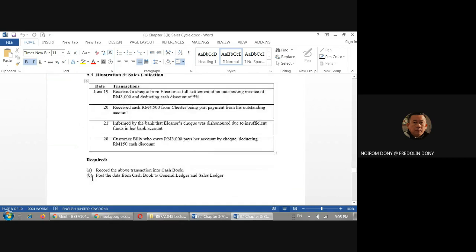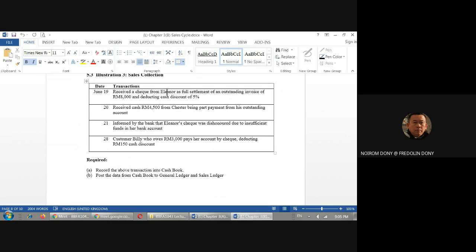Record the above transaction into the cash book. Receive a check from Eleanor as full settlement of an outstanding invoice of 8,000 and deducting cash discount of 5%. Okay, the keywords are check and Eleanor. So we have to determine whether Eleanor is a trade receivable. We look at the further sentence. There is no specification of what item, isn't it? So we can take the assumption that this is a trading item. Therefore, Eleanor is a trade receivable.